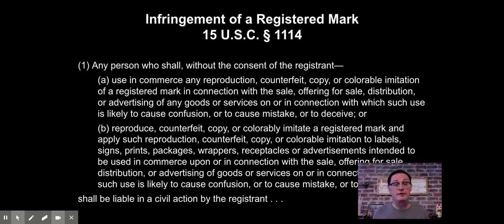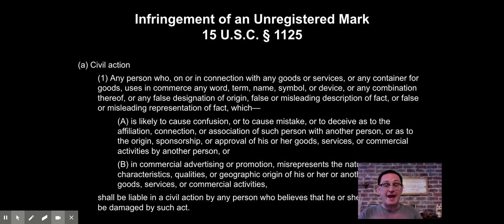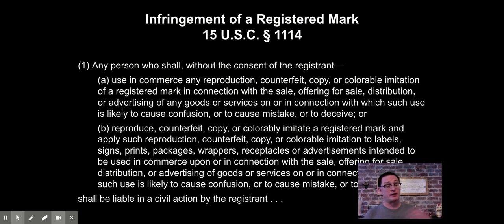Now, arguably, there are certain differences in terms of how the Lanham Act provides for evaluating infringement, whether a mark is registered or not. And if you have a registered mark, you can bring an infringement action under both the statutory provision for registered marks and the statutory provision for unregistered marks. If you have an unregistered mark, of course, you can only bring your action under the unregistered mark provision.